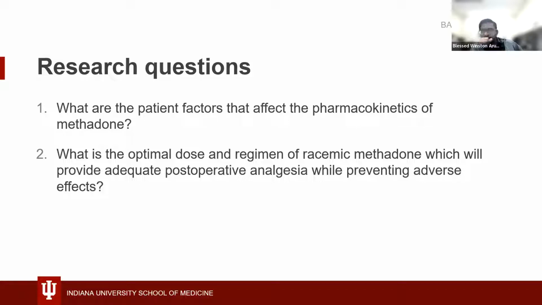The second thing we wanted to know is what's the optimal dose and regimen of racemic methadone, which will provide postoperative analgesia and prevent adverse effects. So what we need is a pharmacokinetic-pharmacodynamic model which shows a relationship with the analgesic effect, and at the same time a relationship with the adverse events. I'll explain how much we could do about this, and what the issues were with doing this.